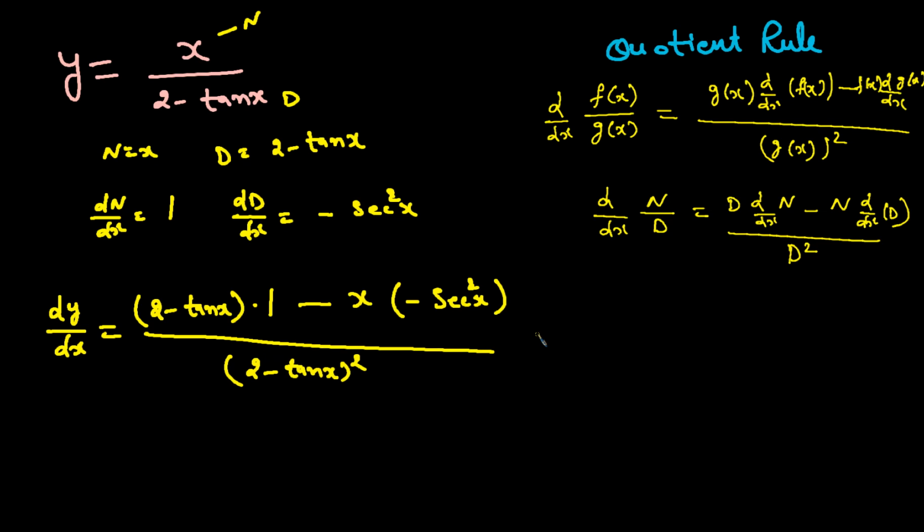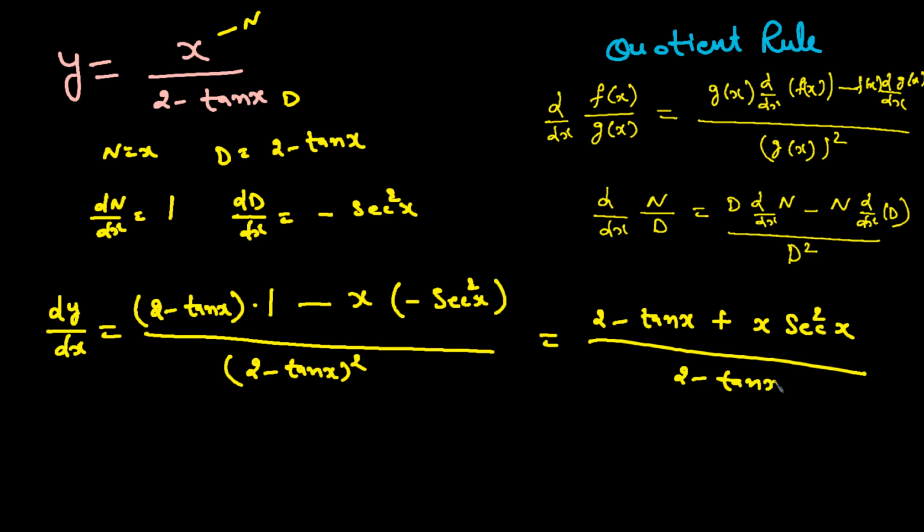So this can be written as, let's open the parenthesis, 2 minus tangent x plus x secant square x over 2 minus tangent x square. That's it, that's our answer. Done. So the only thing is, just remember the rule. That way you can solve any problem related to derivatives for trigonometric functions.